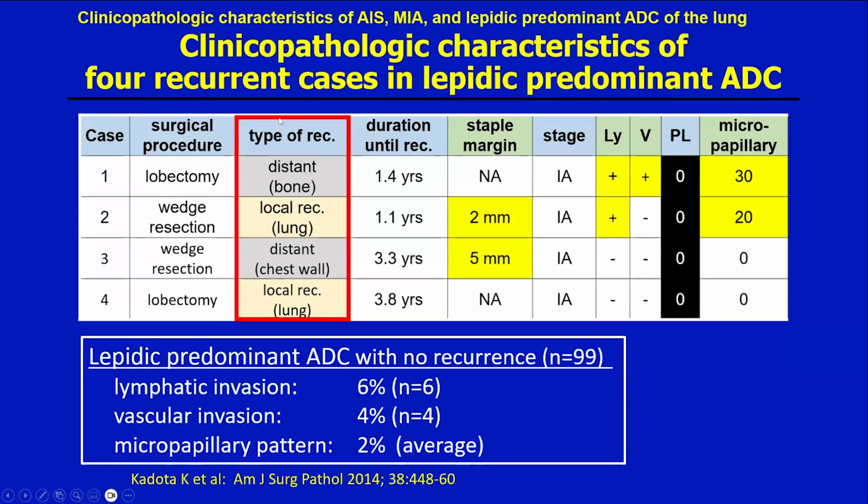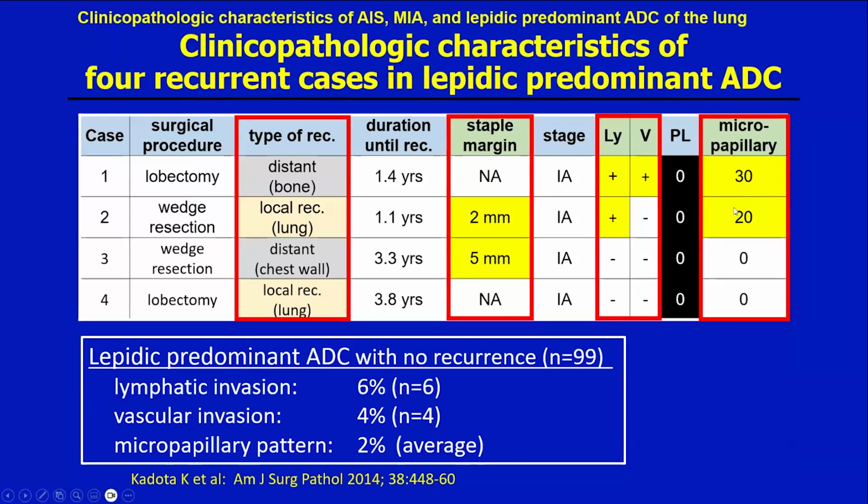And so I asked him, why did the tumors recur, leading to a 91% disease-free survival? There were only 4 of those 100 tumors that had recurrences, and 2 were distant, 2 were local, 2 had closed stapled margins, 2 had lymphatic and or vascular invasion, and 2 had micropapillary patterns. So the ones that recurred, 3 out of 4 had good reasons for there to be recurrences.